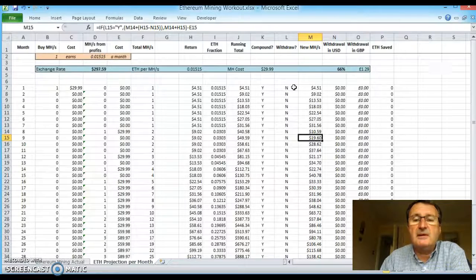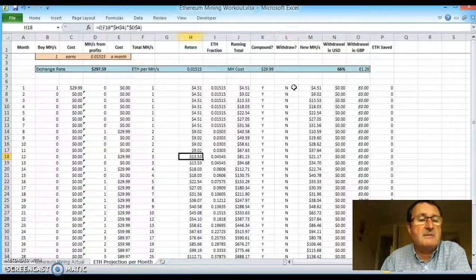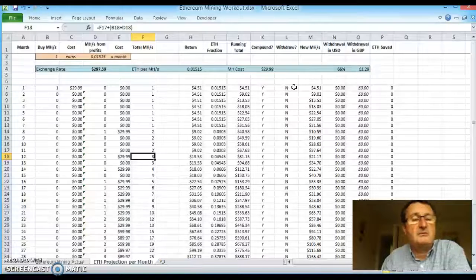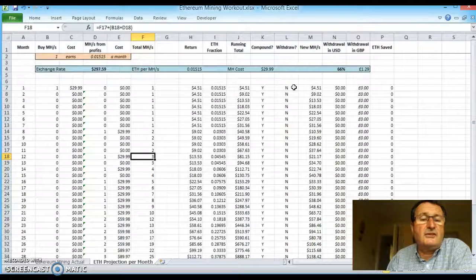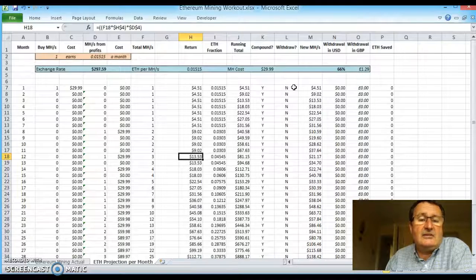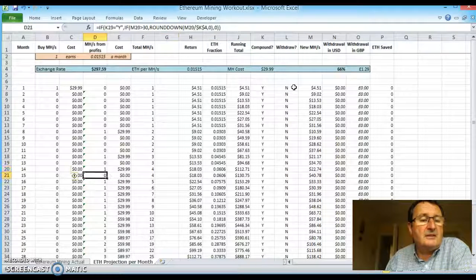And that just builds up, and then after a few months, it gets up to $37.64. So that basically means we can buy some more mining power. So we're now up to 3 mega hash of Ethereum mining power, which is earning us $13.53 per month. And then after a couple of months, we can buy another one, then another one, and it just sort of builds up.